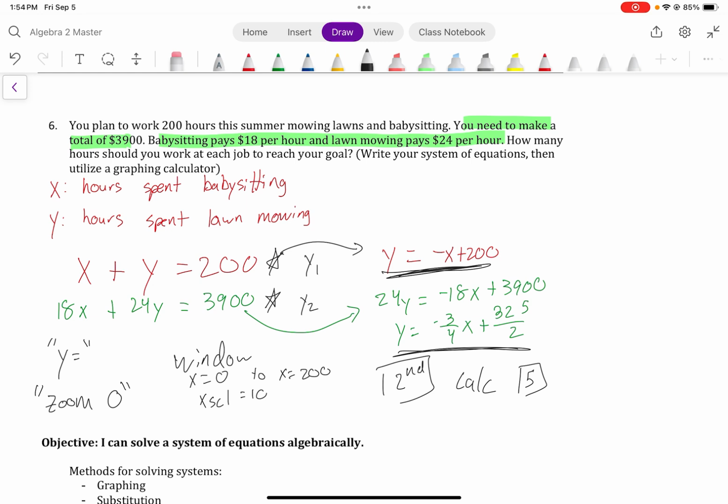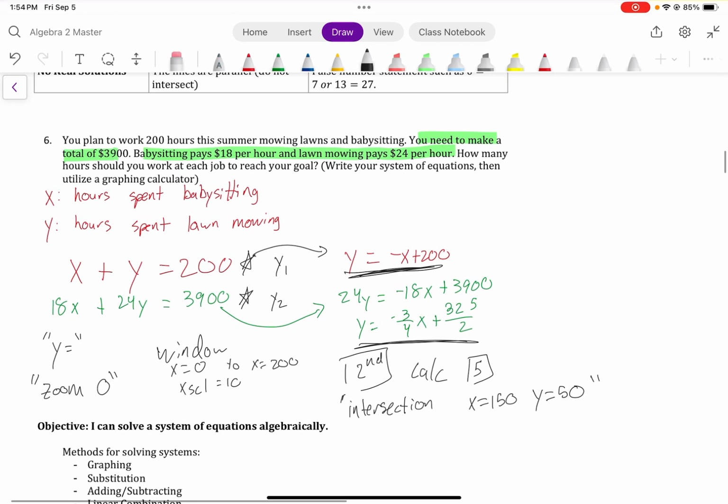And now, if your guesses are kind of far apart, you're going to have to go one more time to guess. If your guesses were already really close, you just have to hit enter for a third time, and it will tell you the intersection as X equals 150, Y equals 50. That's what it's going to tell me at the bottom of the screen.